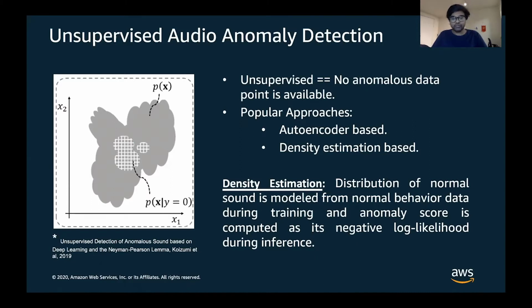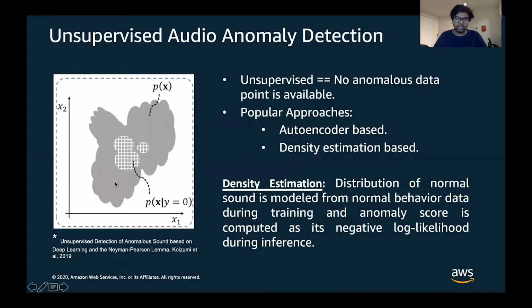One popular approach is an autoencoder based approach, where you train a vanilla autoencoder using all your normal training data. And during inference, if your model struggles to reconstruct the input, it basically means that it's sampled out of your distribution, so it won't be able to reconstruct that input too well. So you can just threshold on the reconstruction error and determine if it's a normal data point or an anomalous data point. The other popular approach is a density estimation based approach.